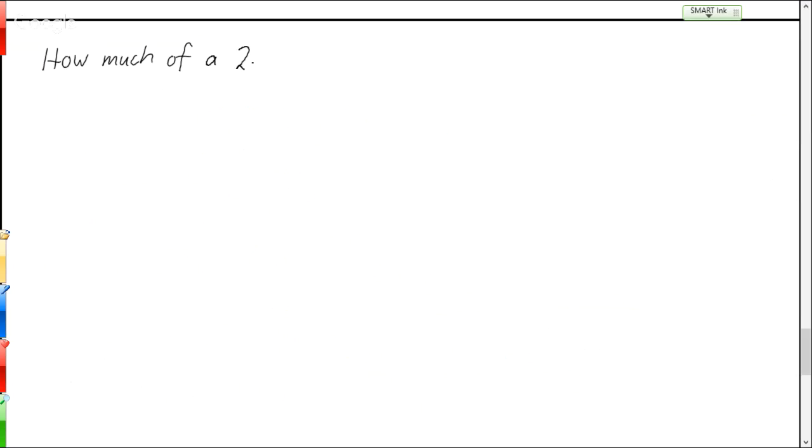How much of a 2 molar sodium chloride solution contains 0.50 moles NaCl?